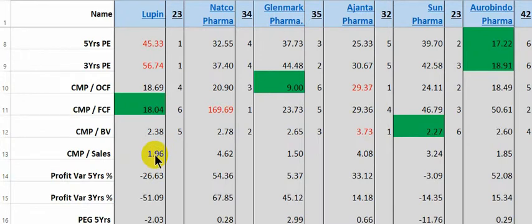Lupin's price in the market, or the total company's market capitalization, was 1.96 times higher than the sales. So there was not much of a difference. Or in other words, the total market value of the company was 1.96 times higher than its sales.